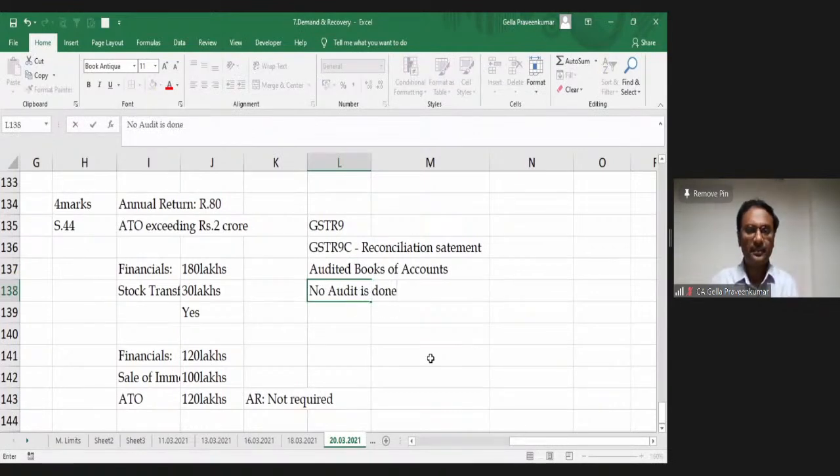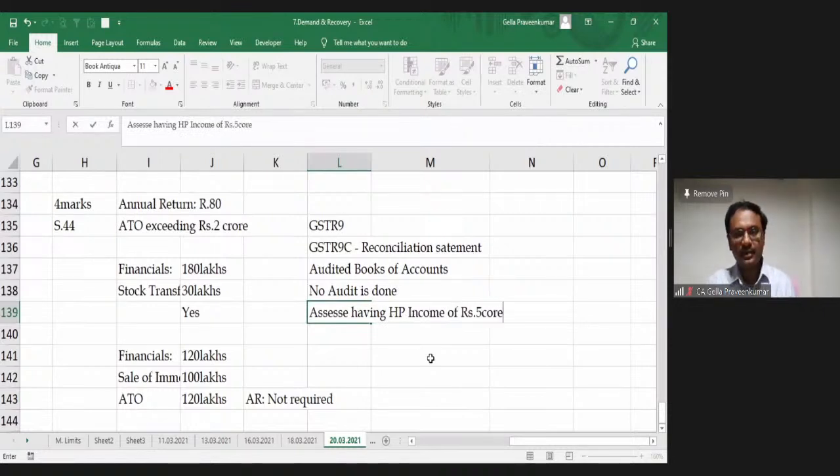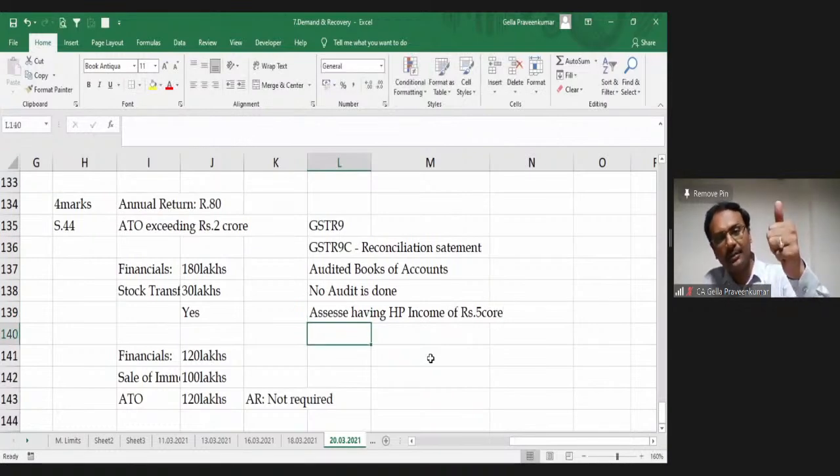Say, an assessee having house property income of rupees 5 crore. Now, if this assessee is an individual having an income from house property exceeding 5 crore, no 44AB, no Companies Act, nothing. Only for the purpose of GST, there is an audit to be done, and then we have to file something called a reconciliation statement. So, audit of books of account is compulsory.